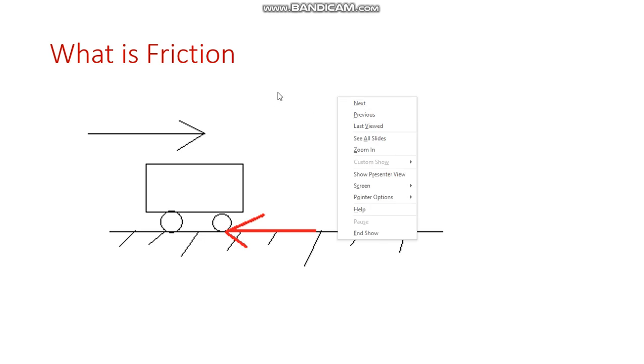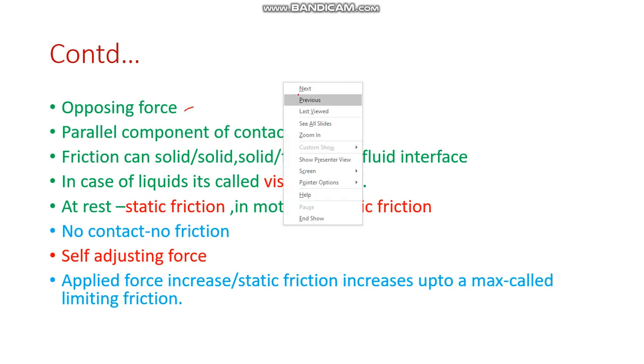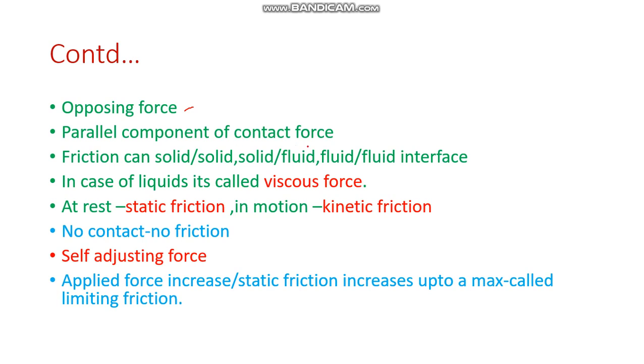Without friction, if you start walking, you will never stop, because friction is there. It's a kind of necessary evil. Because friction is there, you are able to stop, otherwise you will keep on walking, right? So friction basically is an opposing force. Friction is parallel to the contact force. This is what is written here.